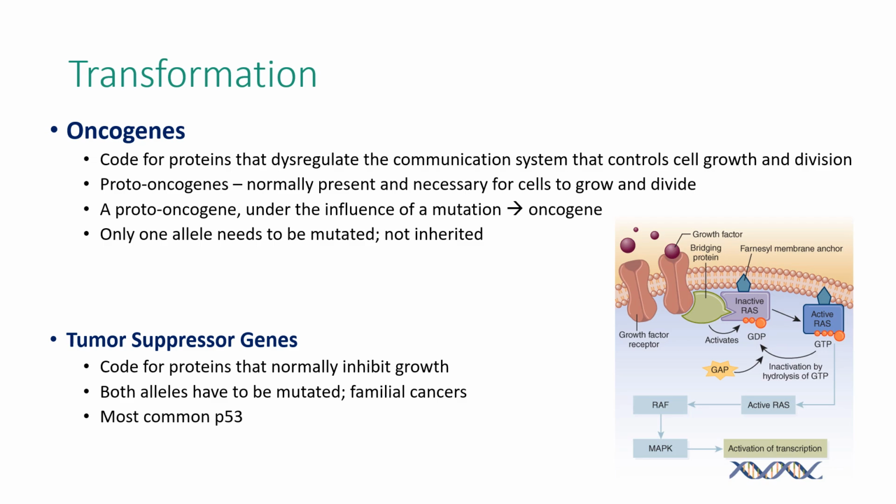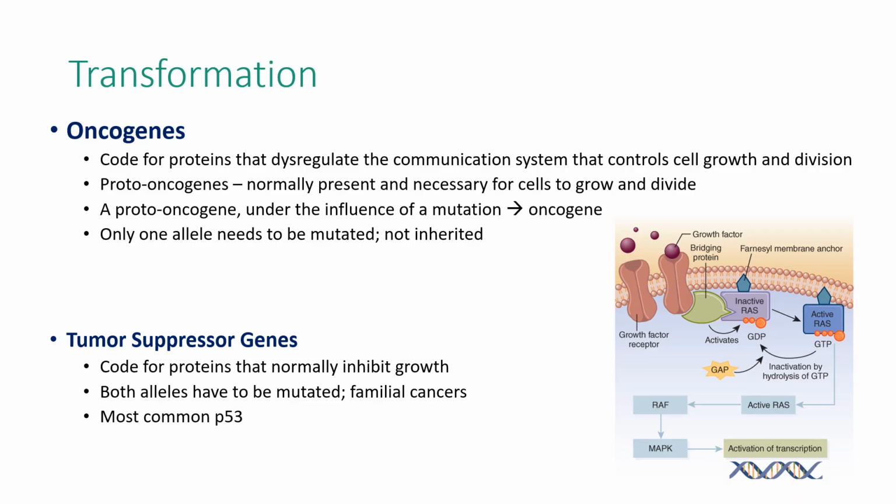Only one allele needs to be mutated. This is usually not inherited. The cell now behaves like it's constantly being told, grow, divide again. These changes show up microscopically as increased mitotic figures, crowded nuclei, and loss of normal tissue architecture.